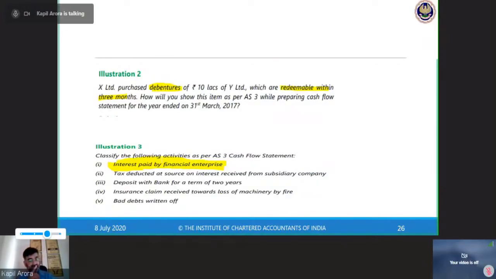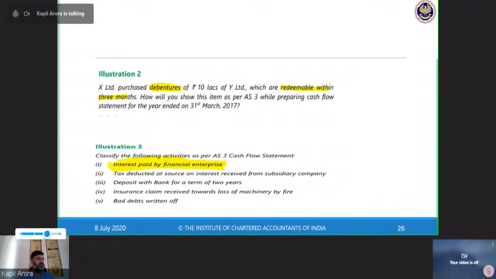It is a bank, right, or an NBFC. It is not a normal company. Always be sure about which company we are talking about. If any bank or NBFC makes the interest payment, where will this interest payment go? What is the operation of a bank? Providing loans or getting loans. When they have paid the interest, it is part of their operations, so it will go under operating activities. Very good, Aishi, Vaishnavi, Ankush.